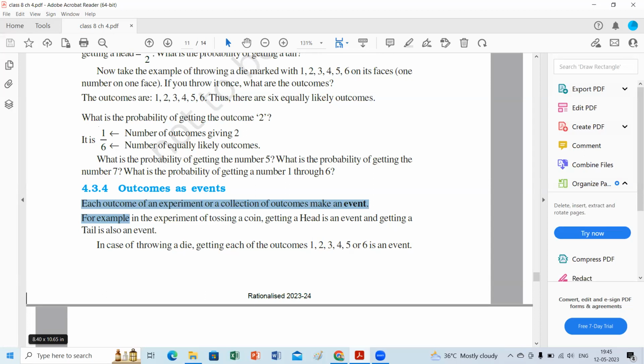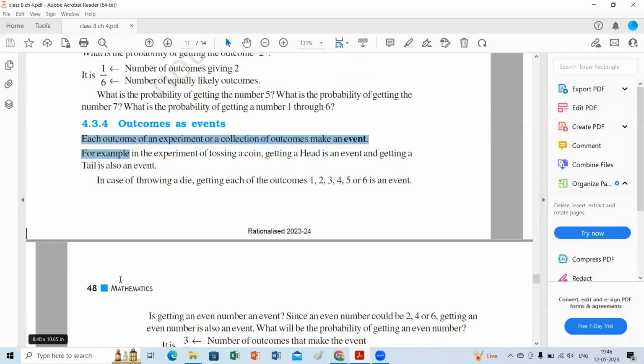In an experiment, tossing a coin, getting head is an event and getting tail is an event. Outcomes are only events, children. In case of throwing a die, getting each outcome from 1 to 6 is an event. What is the possibility of getting an even number?